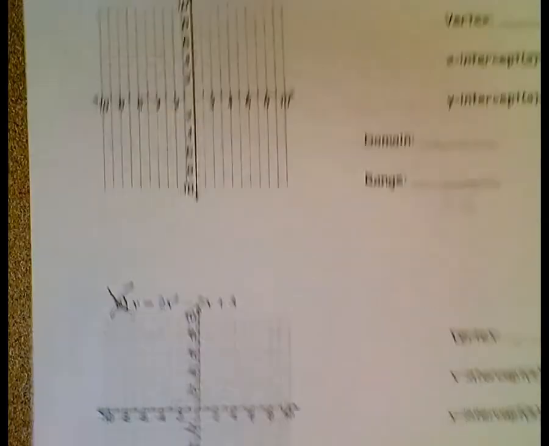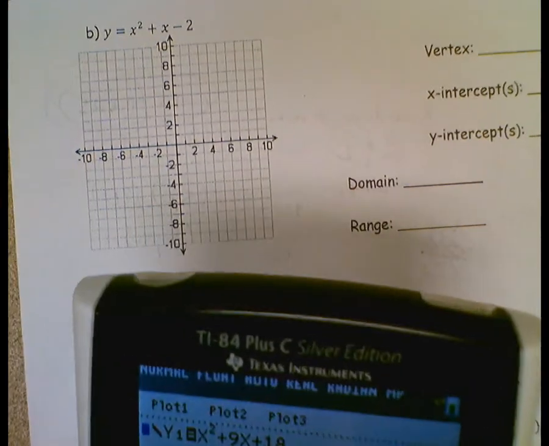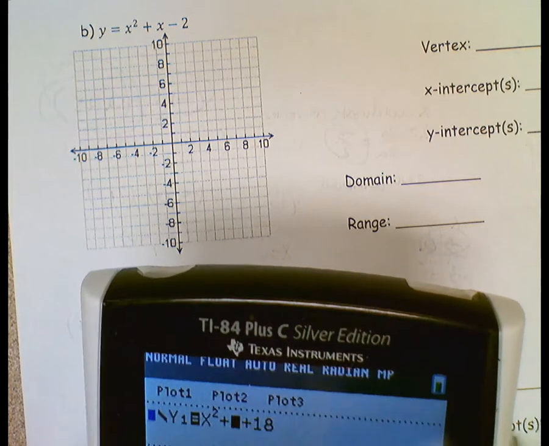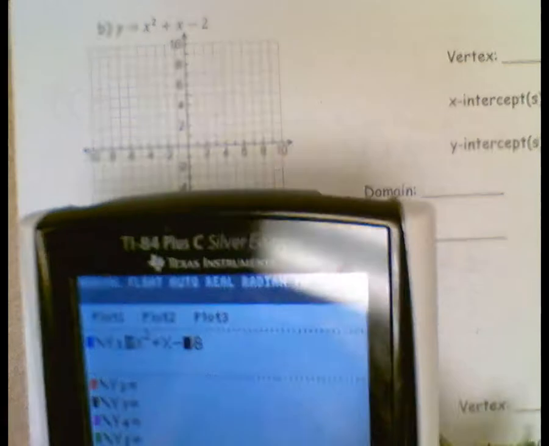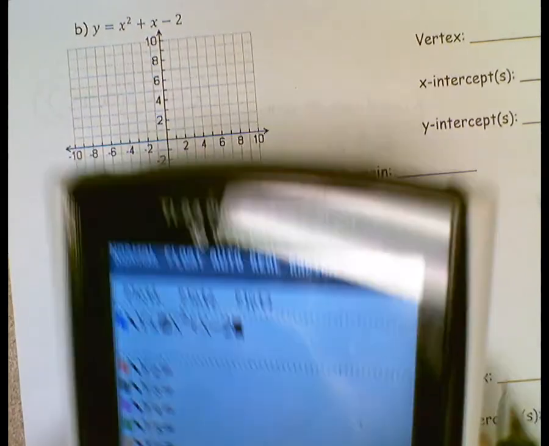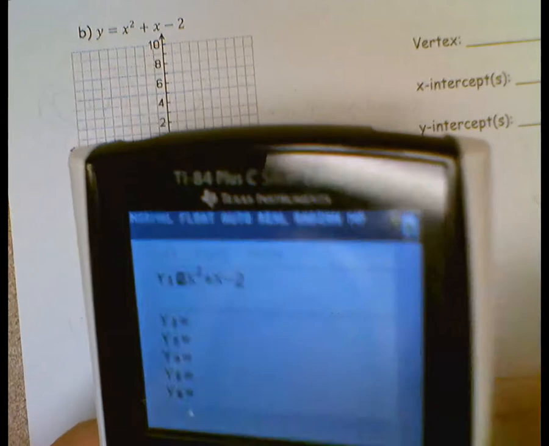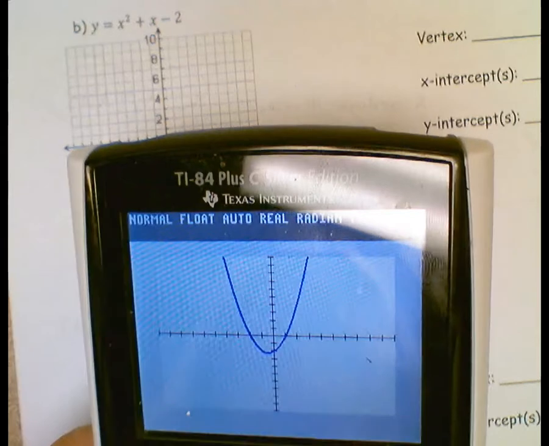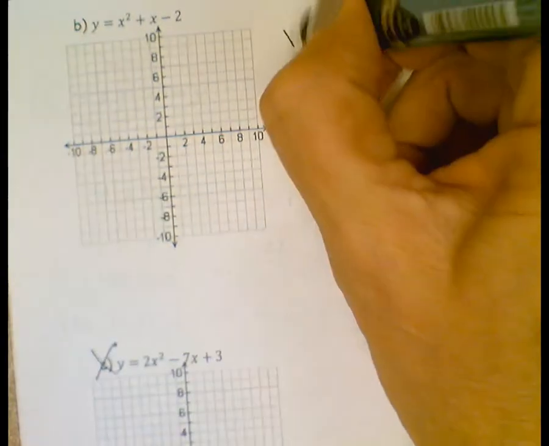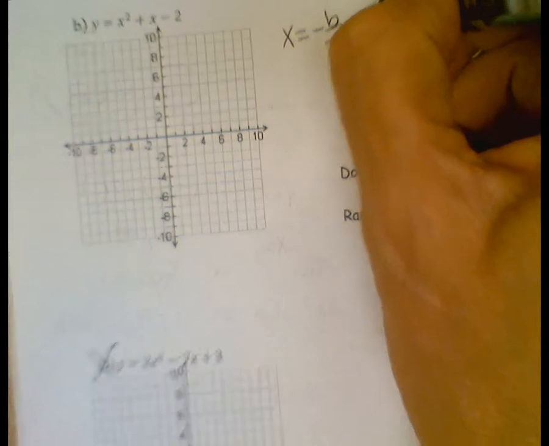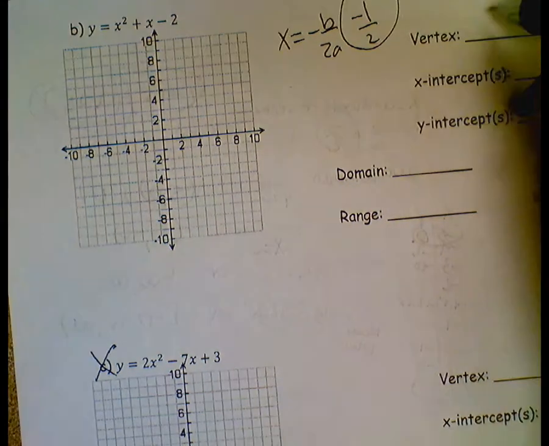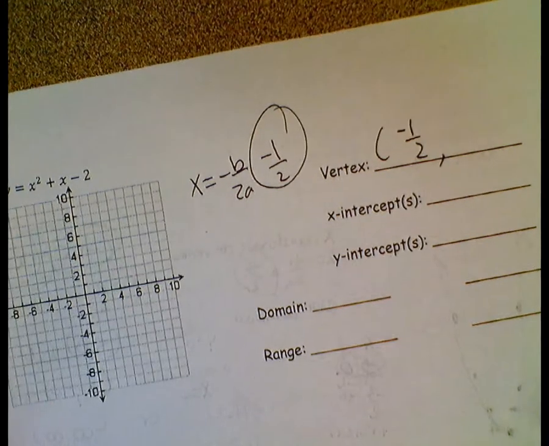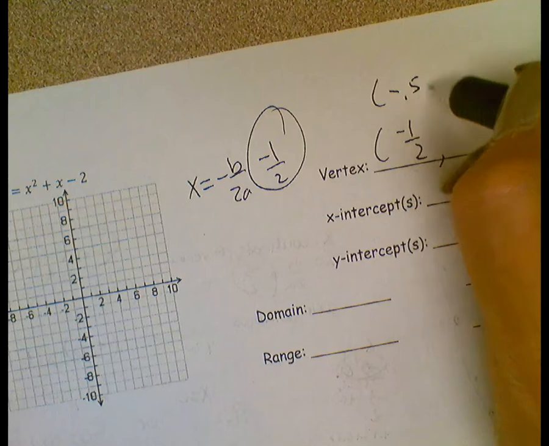One more. We're doing b on the back. It's x squared plus x minus 2. So that's what it looks like. x squared plus x minus 2. Graph. Okay, so we're going to find the vertex. Opposite of b over 2a is -1 over 2. Oh my gosh, another decimal. Goodness gracious. -1/2, which is the same thing as -0.5.